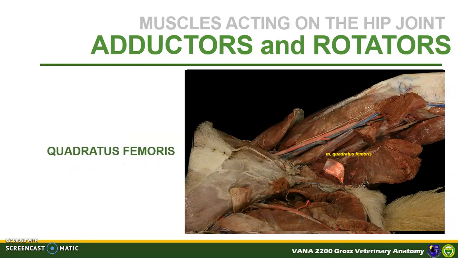If we remove the adductor muscle, the quadratus femoris can be seen. This is also an adductor of the thigh. Several other small muscles in the deep layer of the hip musculature, extending from the area of the obturator foramen, are outward rotators of the thigh. They include the internal and external obturator muscles and the gemelli.